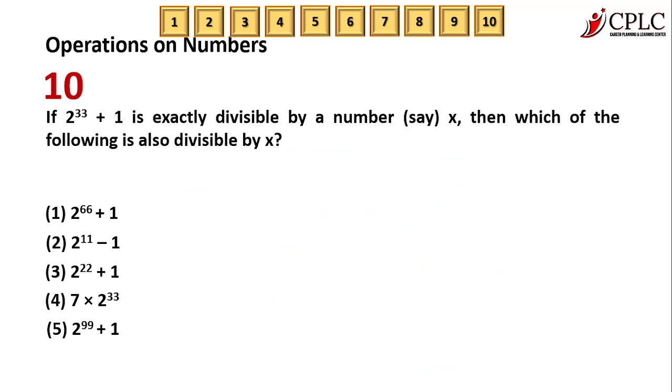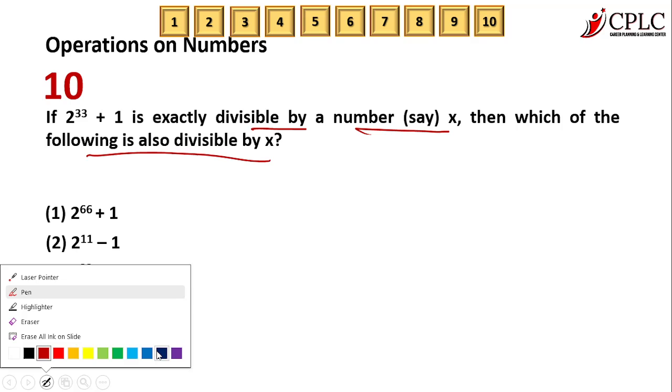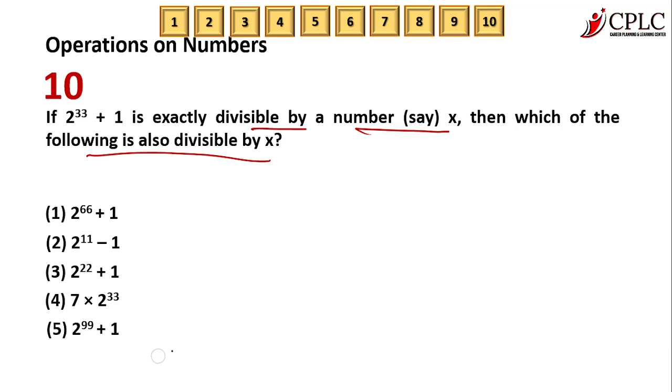Very interesting. It says 2 raised to 33 plus 1 is exactly divisible by a number, let's say x. And then which of the following is also divisible by the same number? Very simple idea. If it has to be divisible by the same number, then it should belong to the same type. If it is of the same type, it will be divisible by the same number because that's what divisibility of algebraic expression says.